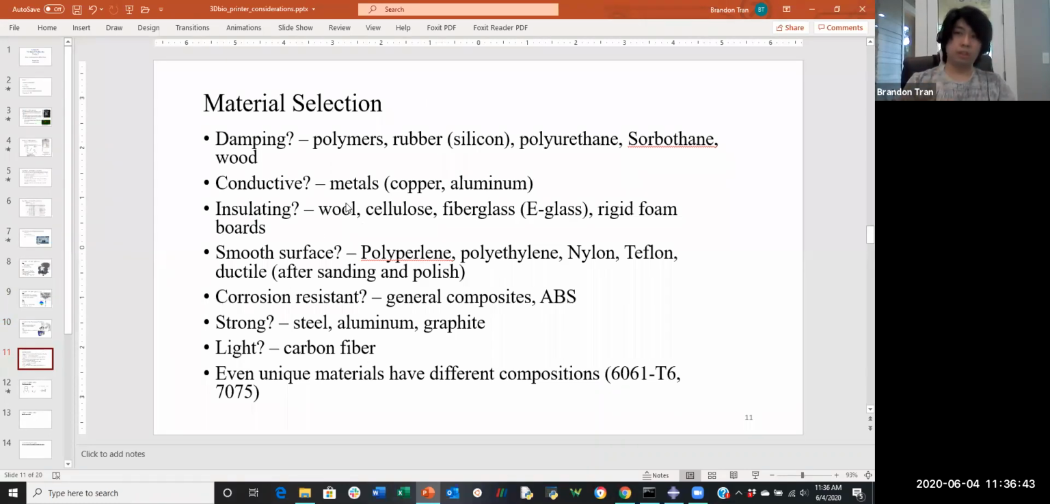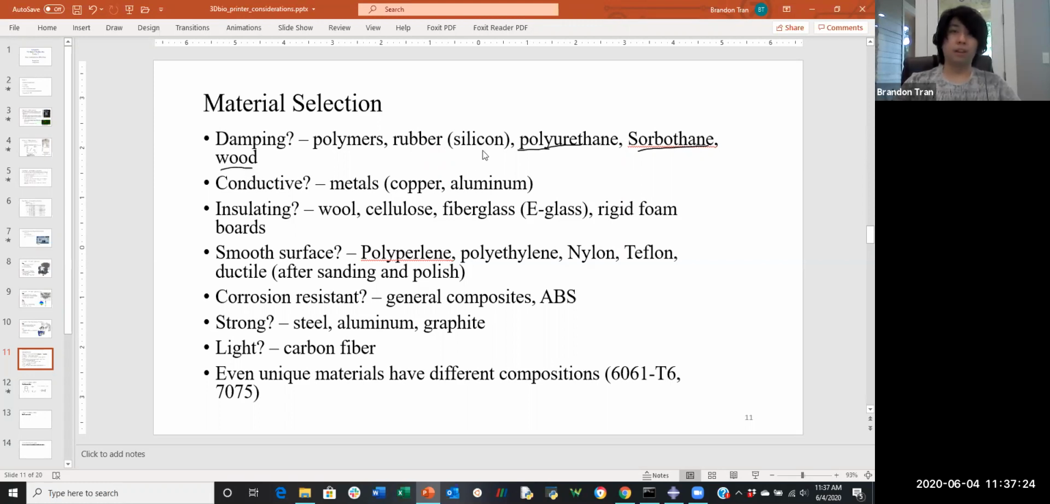Okay, so this is material selection. I'm just going to go over this very quickly because, of course, choosing your material is important, not only for strength and designated weight, but also what the material properly does. These are materials I listed off the top of my head that are chosen for these reasons. So, for example, damping: general polymers, polyurethane and Sorbothane, which is apparently the more popular polymer to use for damping.